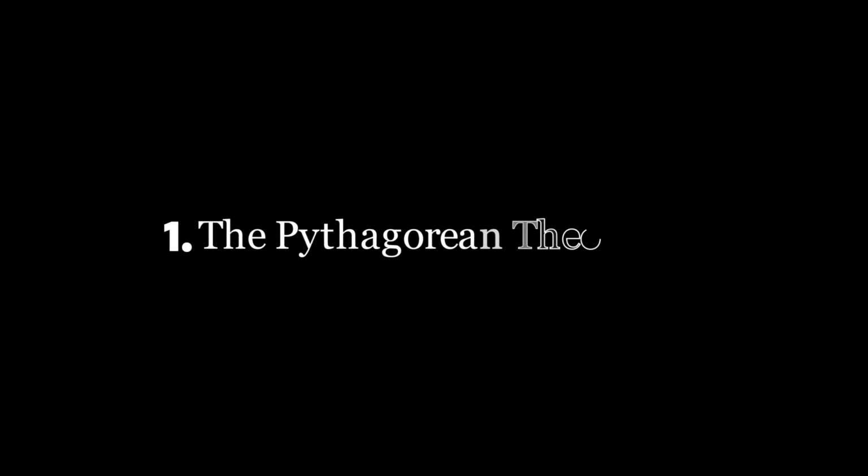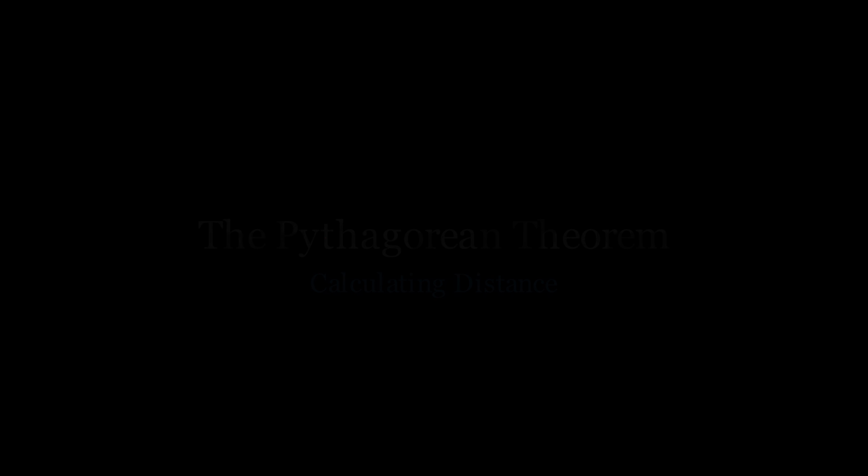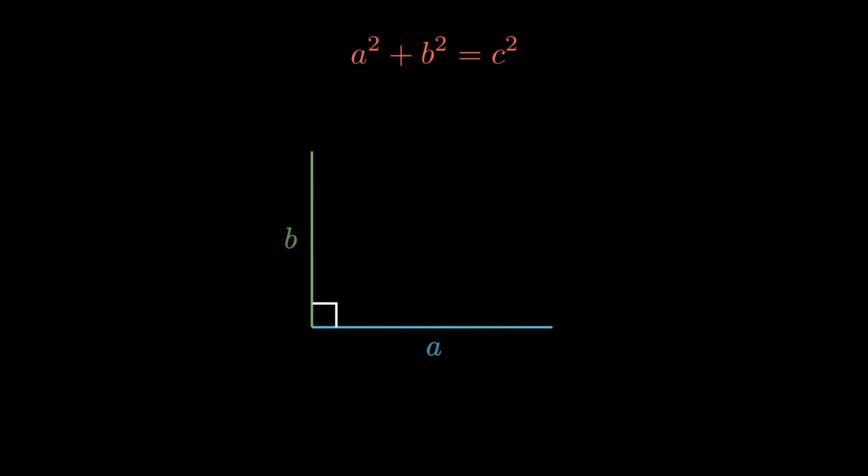The Pythagorean theorem establishes the fundamental rule for calculating distance within a structured space. The equation is expressed as a squared plus b squared equals c squared. In this visual model, a and b represent the lengths of the two shorter sides meeting at a 90-degree angle, and c represents the hypotenuse, the longest side connecting them.